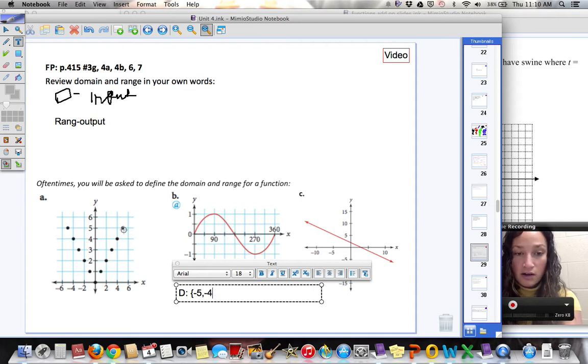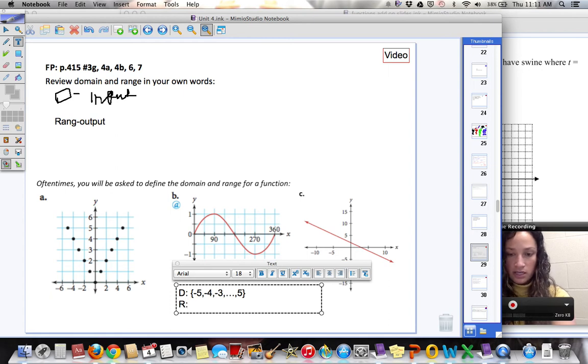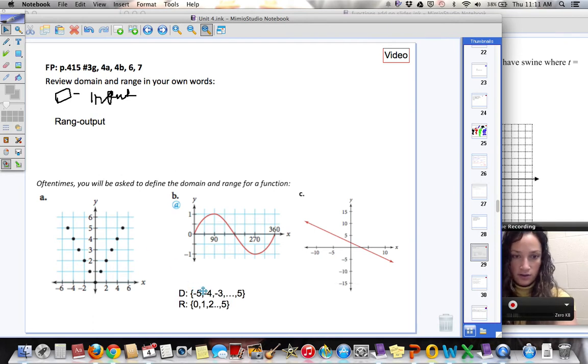So instead of having to write all of them, I would put 3 so that I see I'm counting, and then the last one, all the way up to 5. So this tells me that my domain is counting by ones: -5, -4, -3, -2, -1, 0, 1, 2, 3, all the way up until 5, instead of having to write them all out. But I have to first establish that it's counting by ones. My range is going to be somewhat similar. I'm starting at 0, then I go 1, 2, 3, 4, 5, so 0, 1, 2, ..., 5.